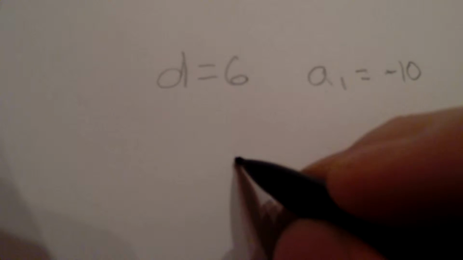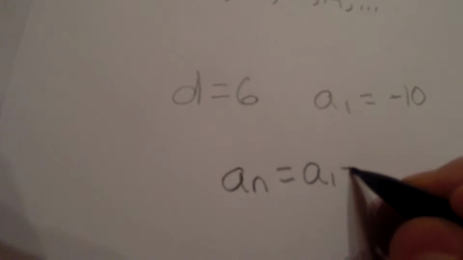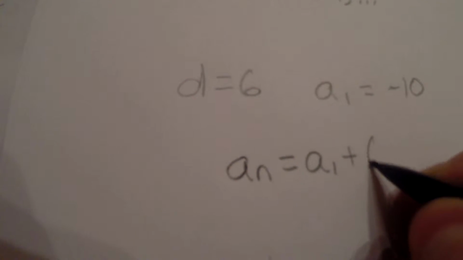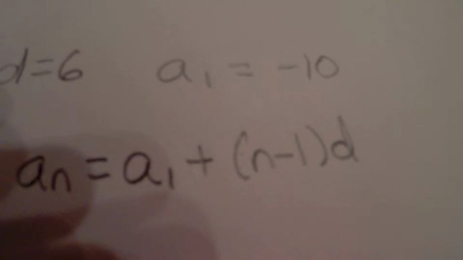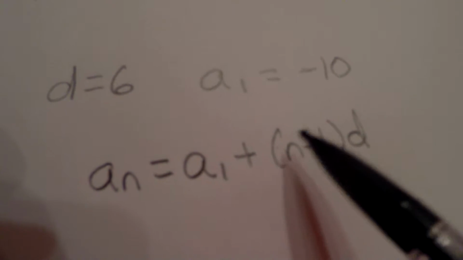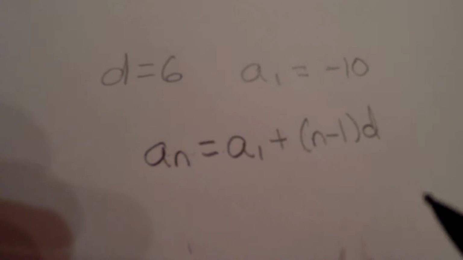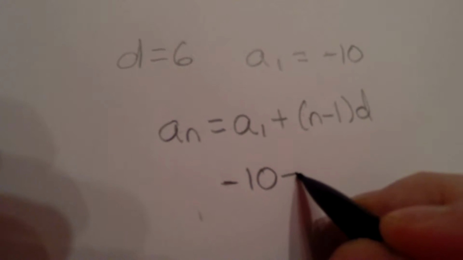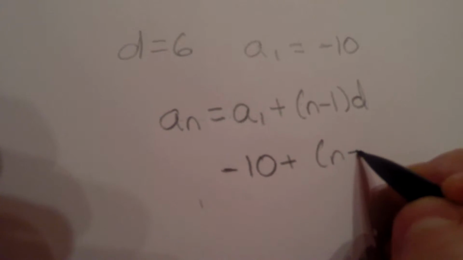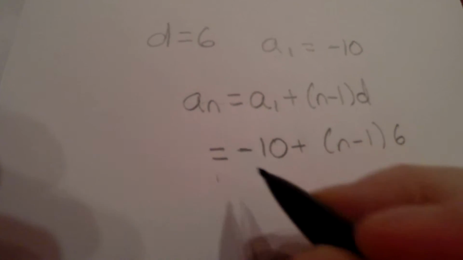Okay, so the formula is AN equals A1 plus N minus 1 times D. Again, think of that slope formula, y equals mx plus b. All right, so we're going to plug in what we know. And so what do I know? I know the first term is negative 10. I know D is 6. And I'm going to solve.